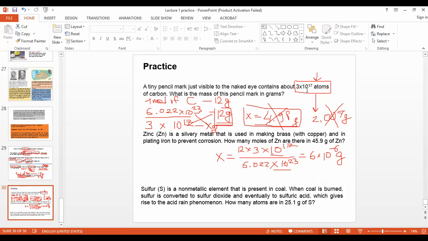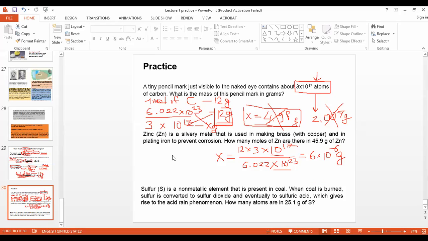So if you divide this by Avogadro's number, then you will get maybe the amount of moles. You can find how many moles you can get, but then you need to multiply it by 12. Isn't it that to find the moles, we divide mass over molar mass?